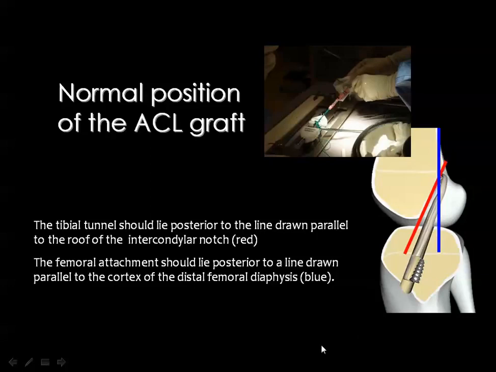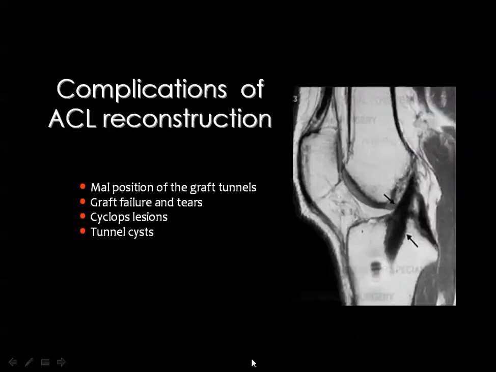Then once more, you see here a graft, and you draw two lines. The first one is parallel to the roof or going through the roof of the intercondylar notch, and the second one is tangential to the posterior surface of the femoral shaft. The tibial attachment is posterior to this line, and the femoral attachment is posterior to this line. Then the graft attachments are considered within normal.